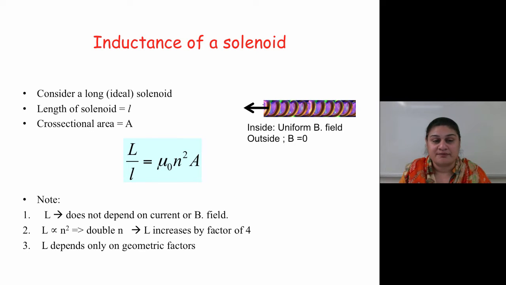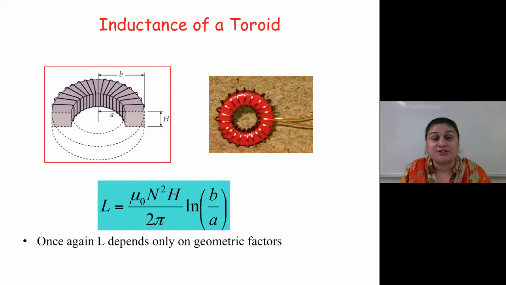So in a solenoid of length l and cross-sectional area A, the inductance per unit length equals mu naught N squared A. The inductance of a toroid is going to be given by this formula. Luckily, we don't have to derive it, we just have to know what this formula is.